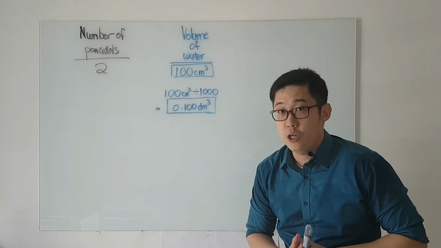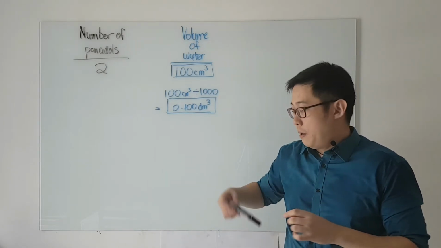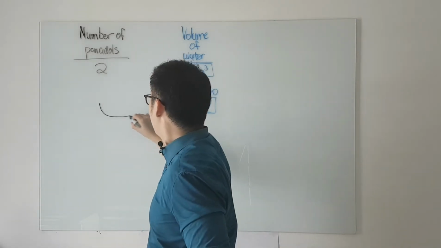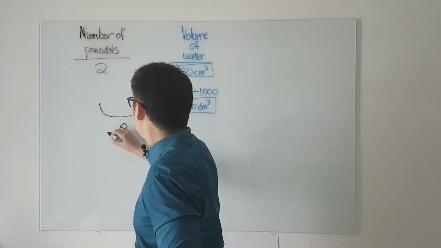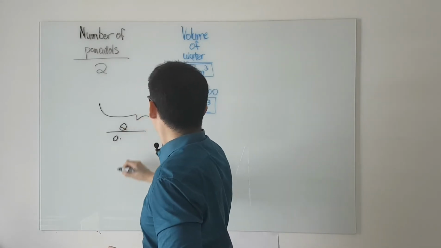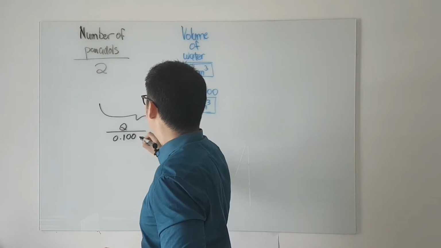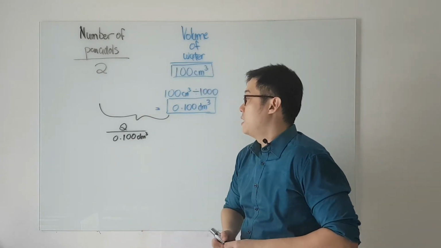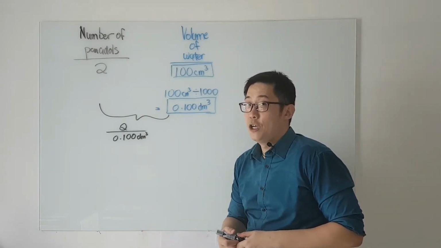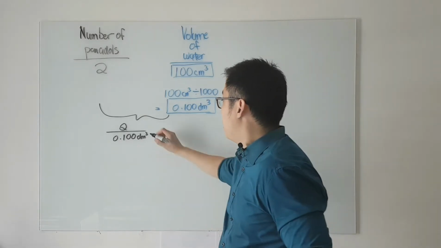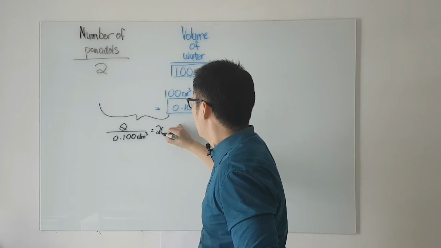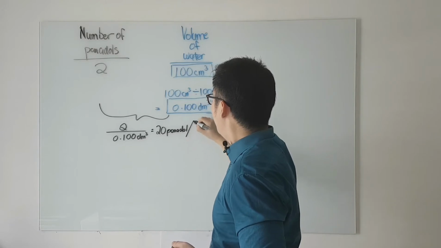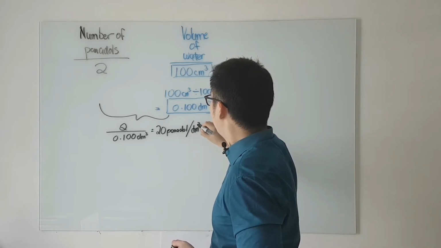Students, the concentration is found by simply taking 2 divided by 0.100 dm cube. If you press the calculator, you will realize that this would give me a value of 20 Panadols per dm cube.